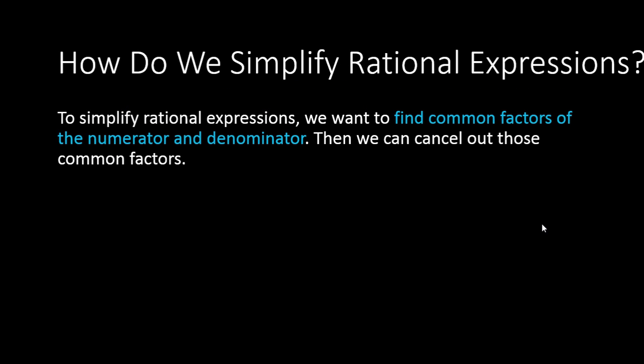So simplifying a rational expression is actually pretty straightforward. We're going to accomplish it by finding common factors of the numerator and denominator and then canceling out those common factors. So this is something you've seen before working with simple fractions.